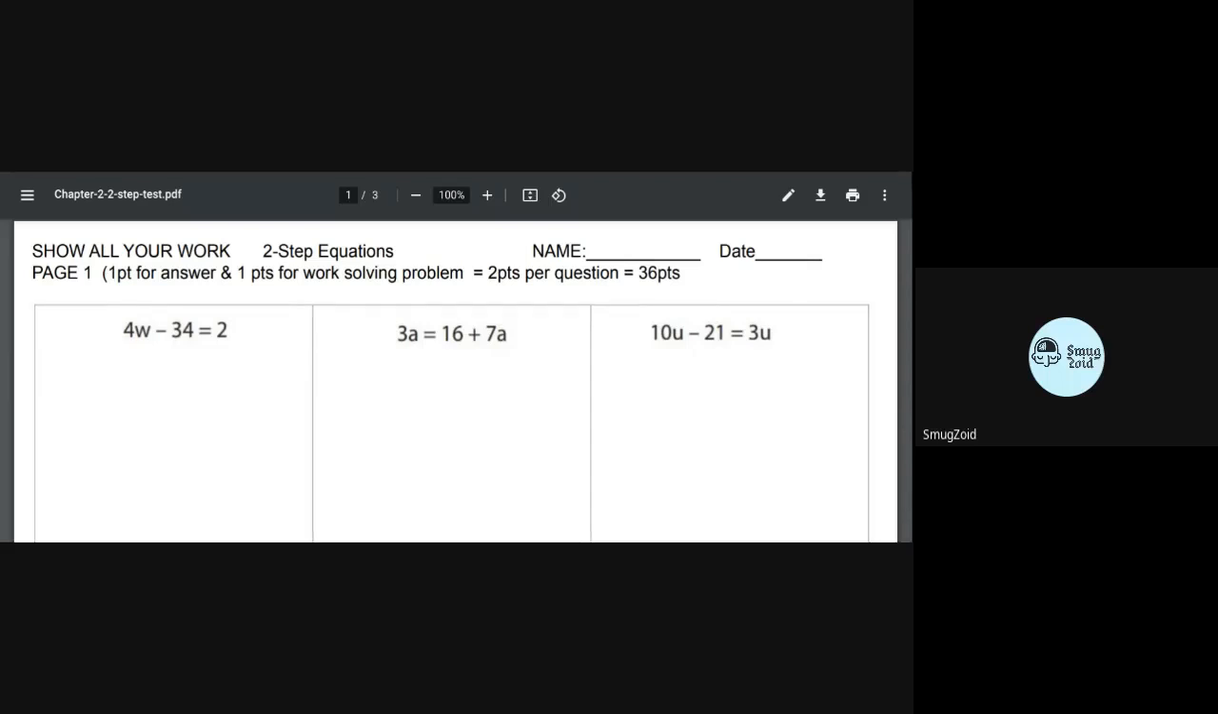Okay, I'm going to go through each one of the problems you see. How I'm going to do this is slow and methodical. This will probably take about 12 minutes to go through all the problems on this test. All right, let's start with the first one.